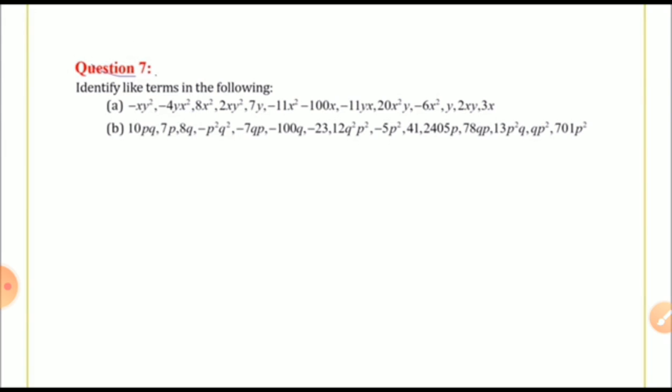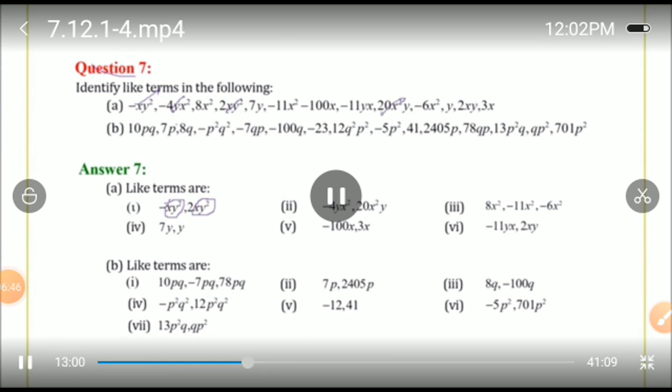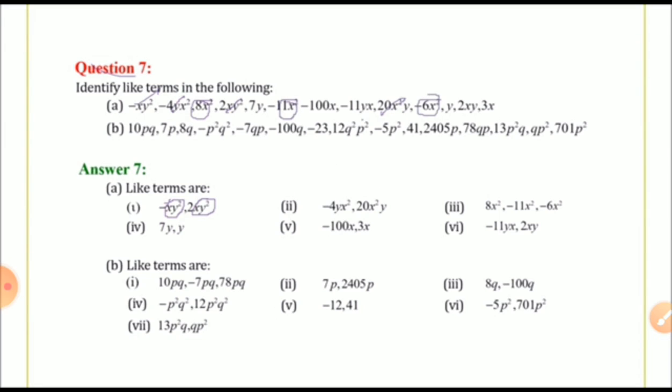So question number 7 on your screen. Identify like terms in the followings. Like terms are given from this one, minus xy square or 2xy square. Together we can say second, third, fourth, fifth and sixth terms are like terms, and 7 are unlike terms. You see, A and B are the answers on your screen. You can check out better. Correct. Very good.